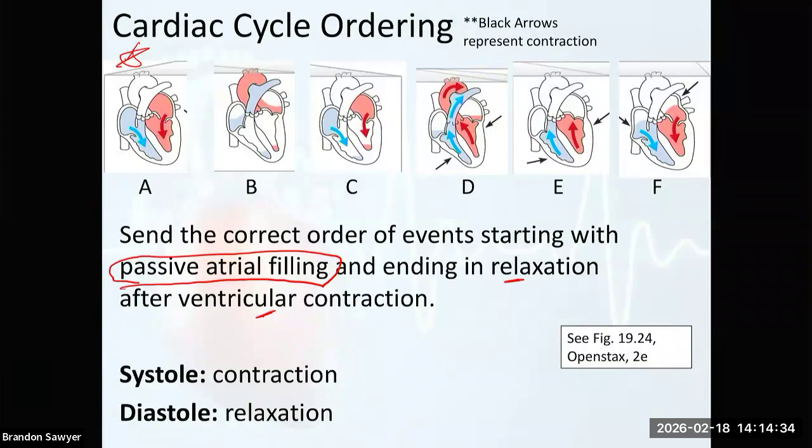So walk through that with the people on your team. See if you can come up with the correct order for that, based on where the blood is. The little black arrows represent contraction. Go ahead and work through that. And I'll have you send in the right order of the letters on your clickers as well.